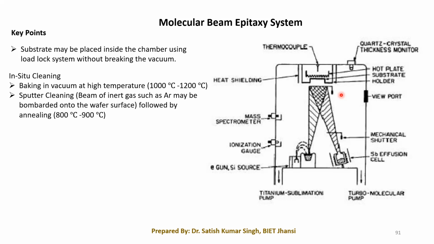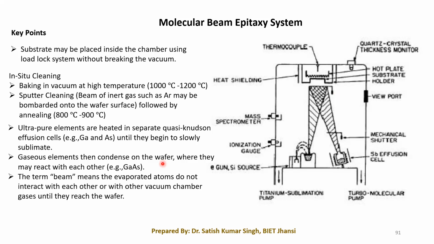Okay, and similarly we can also monitor the thickness. Fine. So this is all about this system. It is a very simple picture of our basic system. Whatever we have explained is, first we have to go for the ultra pure elements. We have to keep them within these knudsen cells, and they should be heated first. Once heated, they will start to sublimate, and then these gaseous elements will be condensed onto the wafer, and then it will form a particular layer.